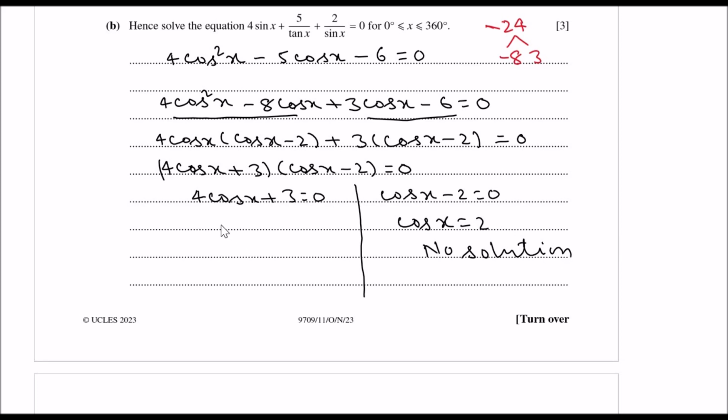We have to stop here. Now what about this part? See, we can write cos x equal to minus 3 by 4. So x equals, we get cos inverse of minus 3 by 4, and that gives us 138.6 in 1 dp.